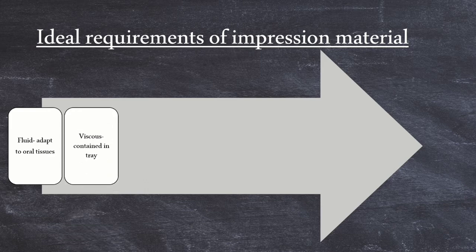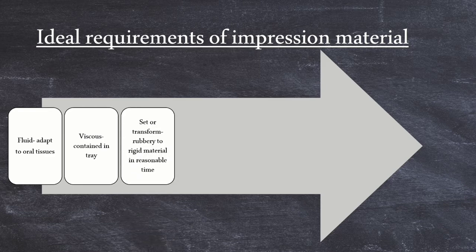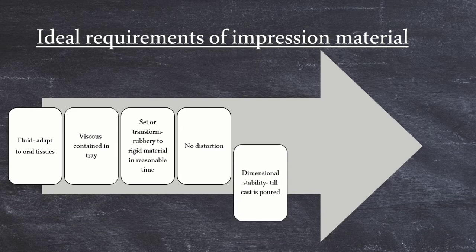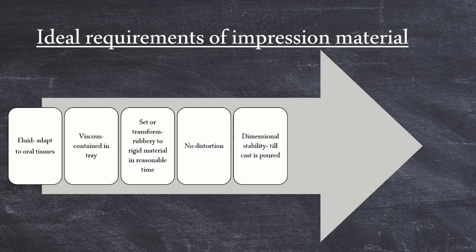Again, it should be viscous enough to hold in the tray. That is, when I am loading the impression material onto the impression tray, it should not just fall out or drip out. It should hold the shape of the tray. Then once it sets, it should transform to a rubbery or rigid material within a reasonable setting time, that is under 5 minutes. Then it should not have any distortion, that is, when I am removing the impression tray from the mouth, it should not tear or get distorted. Then it should be dimensionally stable, at least till the primary cast is poured.